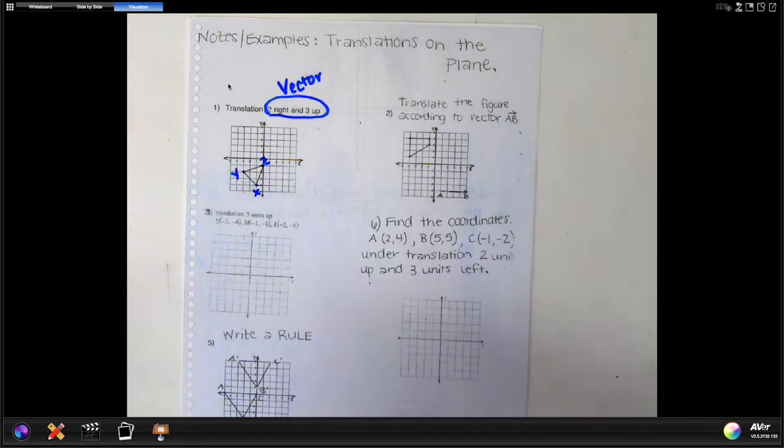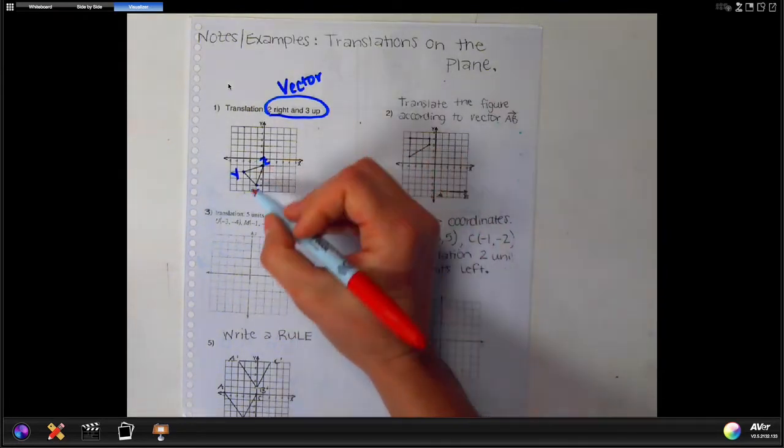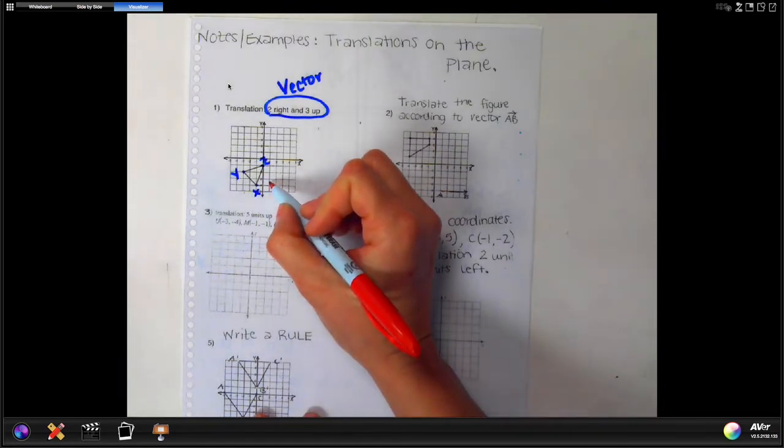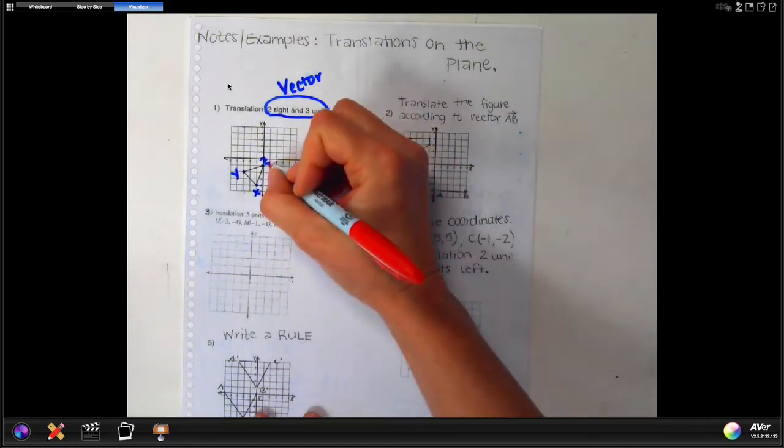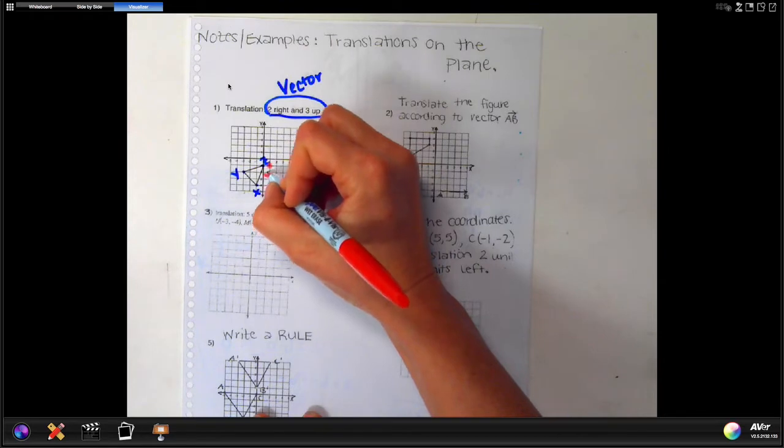And it tells you move these guys 2 right and 3 up. So starting with X, we want to take X and move it 2 to the right and 3 up. 1, 2, 3. And we want to make sure we relabel that X prime.